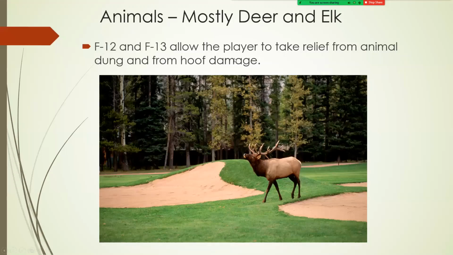F12 and F13 allow the player to take relief from animal dung and from animal and hoof damage. So, if from elk or deer or things like that, I found that I was putting this on every notice to players, didn't matter where we were in the province. So I just put it on our hard card that you can get relief from hoof prints. Again, another thing you might want to just consider because it's not in the rules of golf, and neither is animal dung. I don't want to have to remove that stuff with my hand or anything like that. So I'd rather have a model local rule that lets the player take relief.